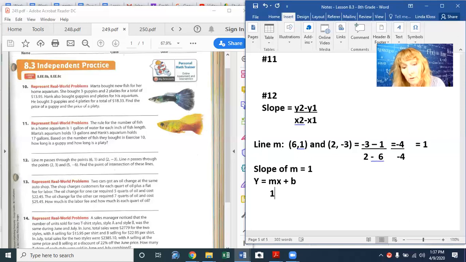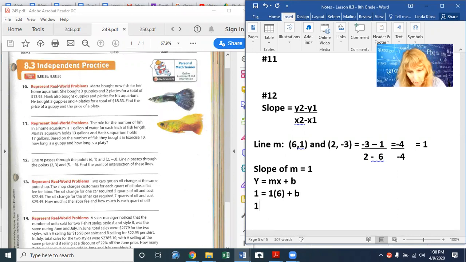And now what do we do with the x and the y? Can we put a value in for that? Exactly. We can pick one of these points and plug it in for x and y. I'm going to pick (6, 1). This is my x value. This is my y value. So if I plug that in, my x value is now going to be 6, and my y value up here is now going to be 1. So 1 is going to equal 1 times 6, plus b. We don't know what b is, so now we're going to solve for b.